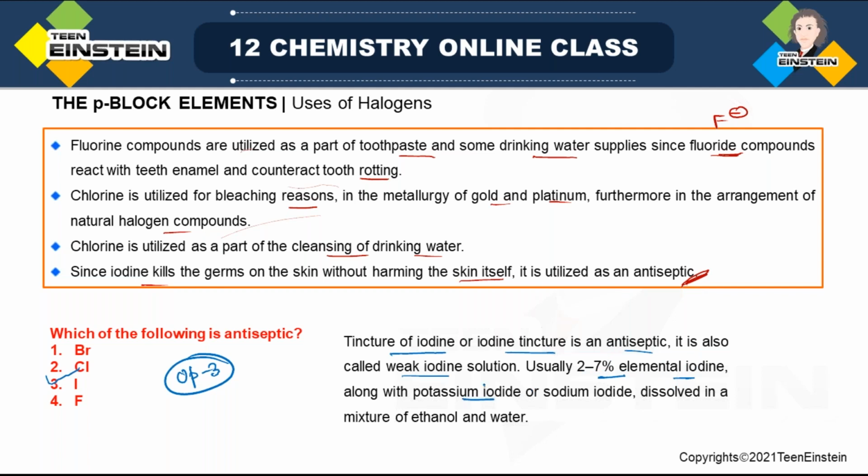Along with that, there is also the presence of KI or NaI. So you also need the iodide salt dissolved in a mixture of ethanol and water. So this is the composition of this antiseptic, which is called iodine tincture or tincture of iodine. Fine.